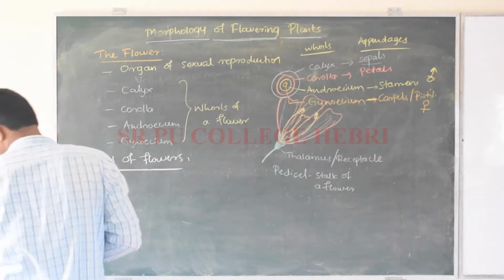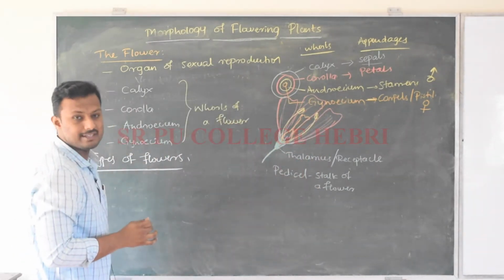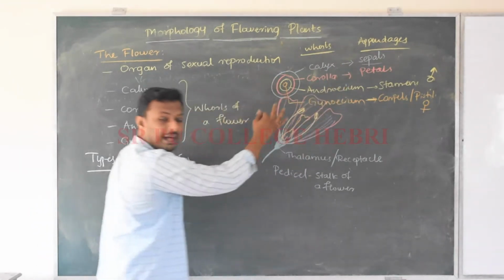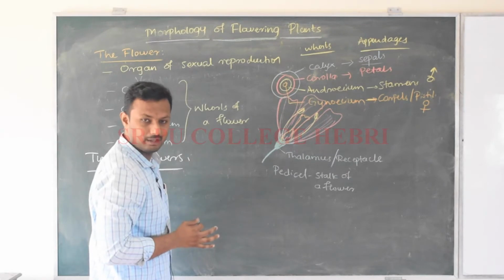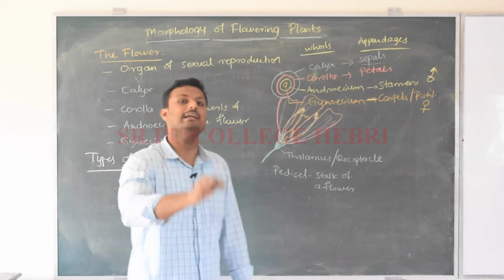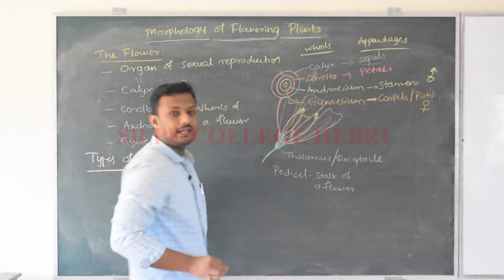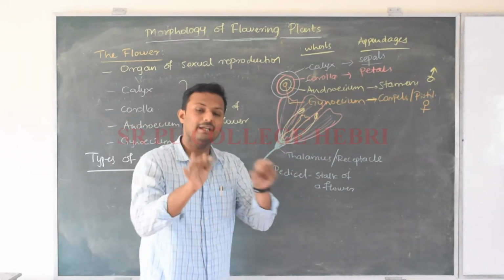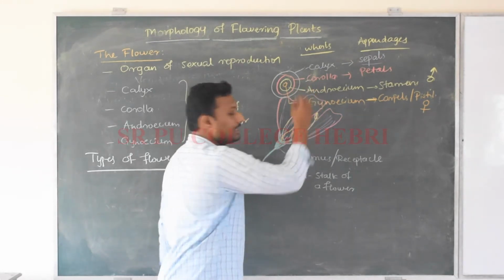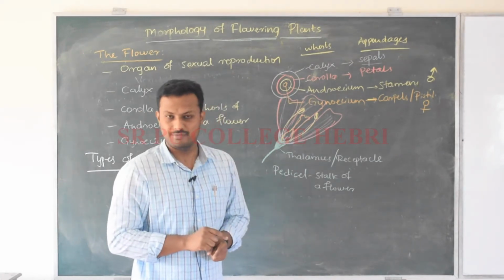So the first aspect that we are going to consider here is based on the presence or absence of the basic sex organs present in the flower. See, though the entire flower is called a sex organ of the flowering plant, not all the organs are participating directly in sexual reproduction. That means these two parts, calyx and corolla, are helping organs for the sexual reproduction process, whereas these two parts, androecium and gynoecium, are directly participating in the process of sexual reproduction.